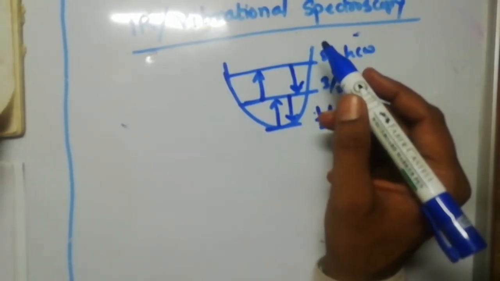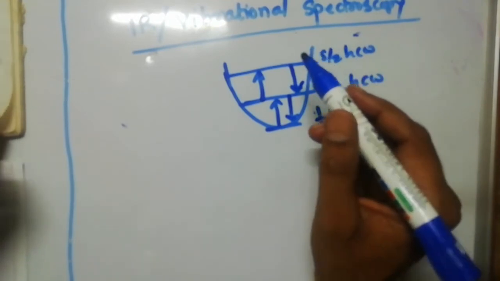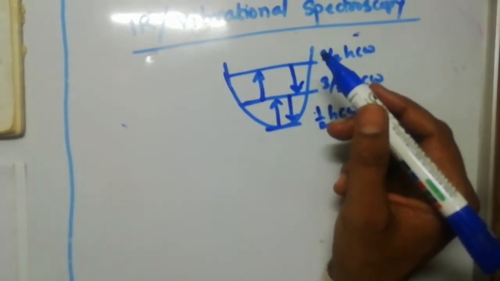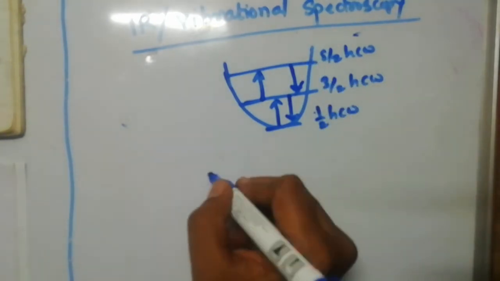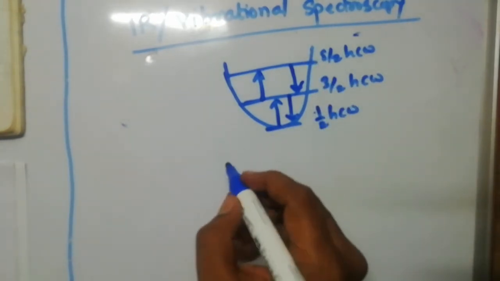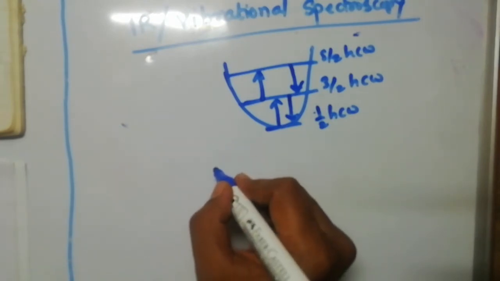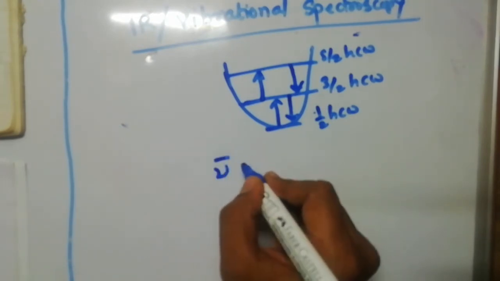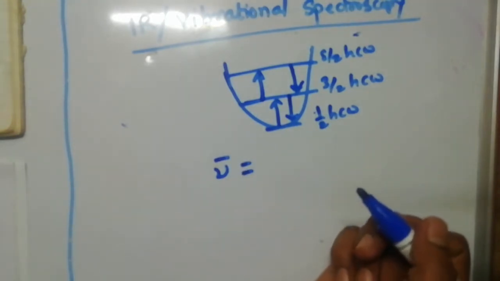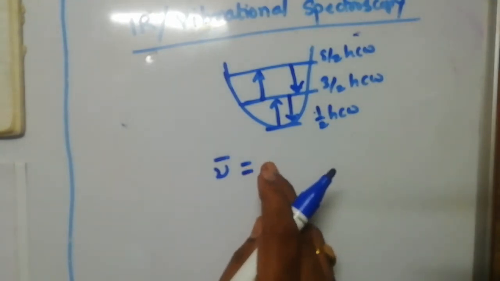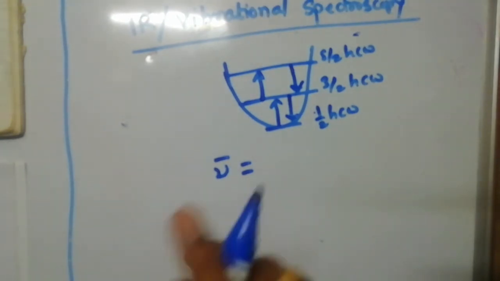The frequency of the pure vibrational level, where you will get a band, so usually you will get a band. So nu bar of the spectral line that you will get, nu bar refers to what? Nu bar refers to the transition that is taking place from one vibrational level to another vibrational level.